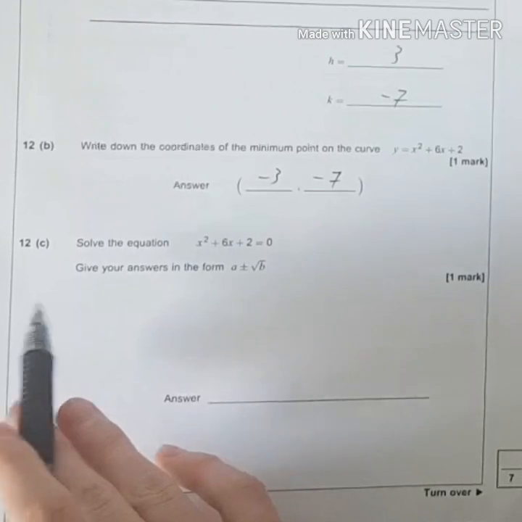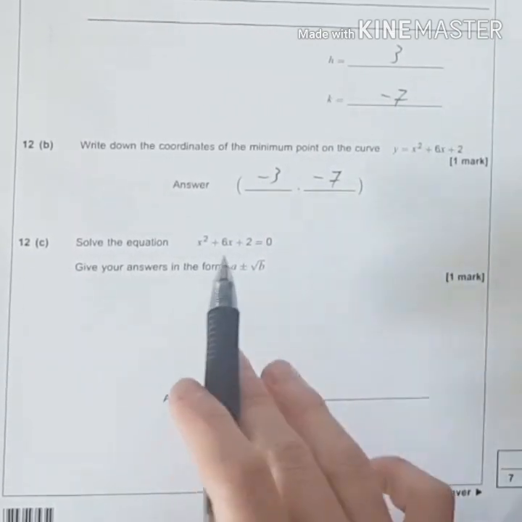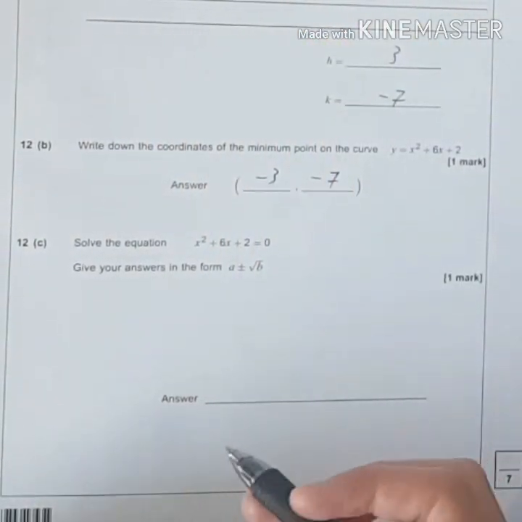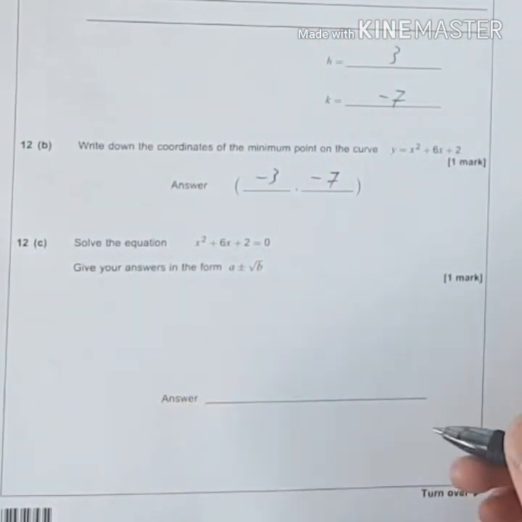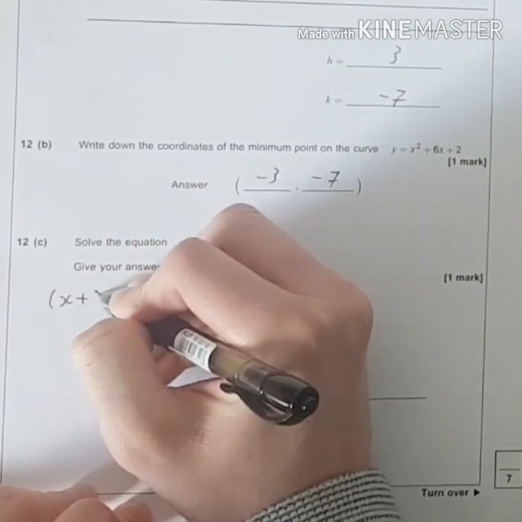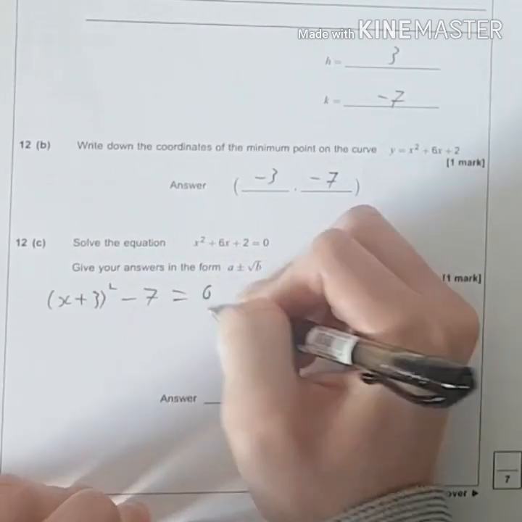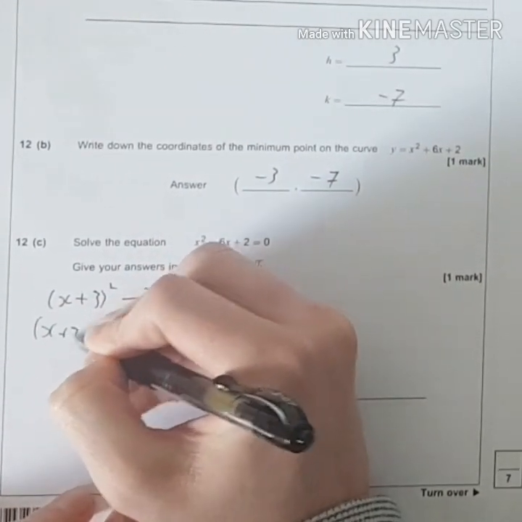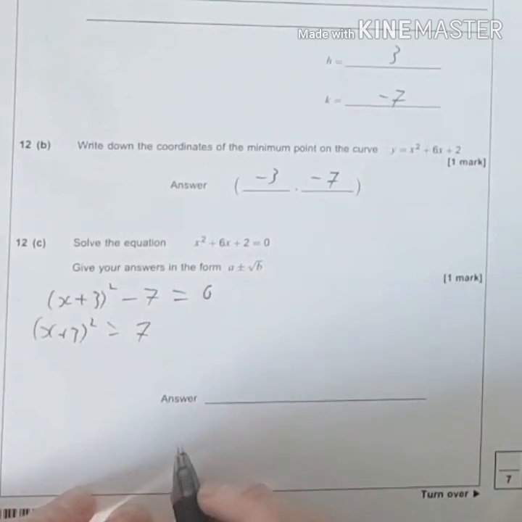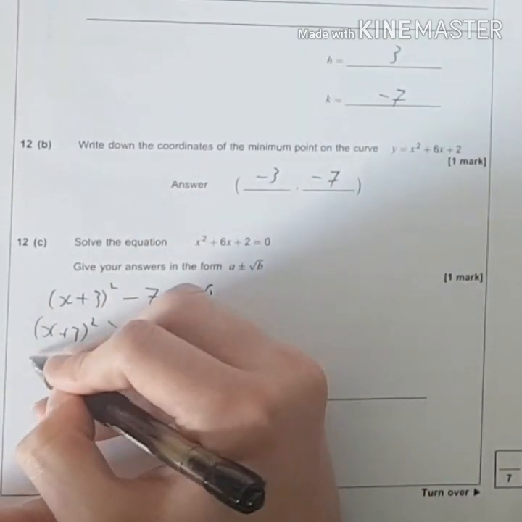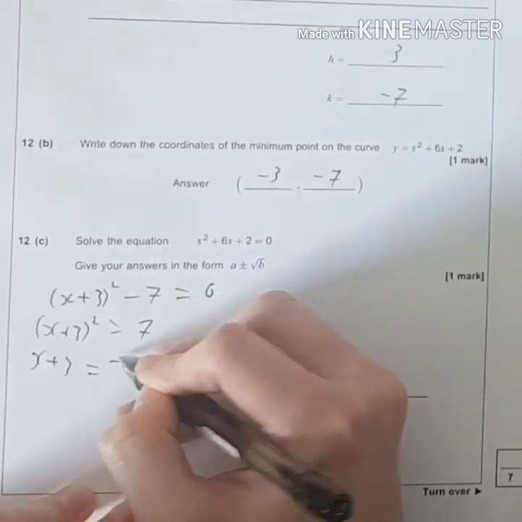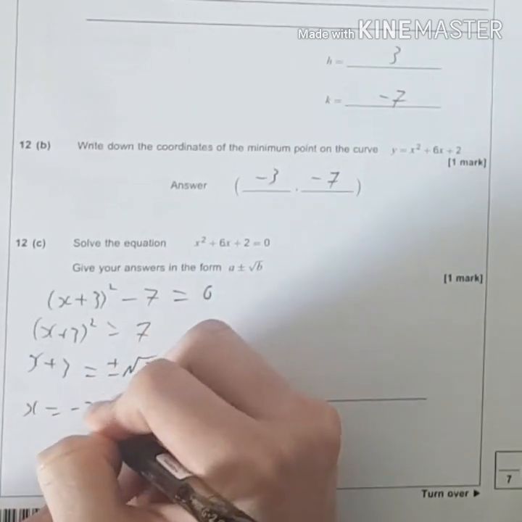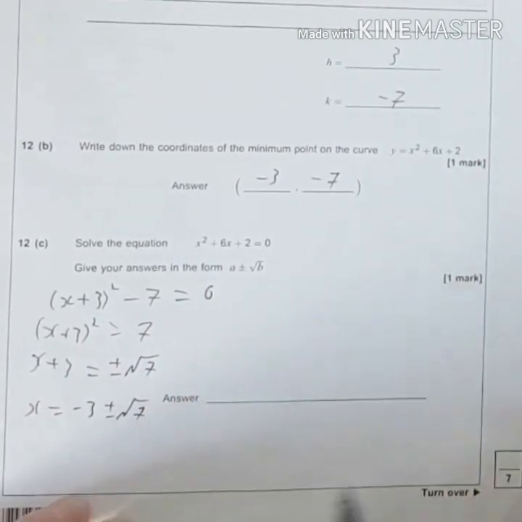Then we have 12c. To solve this equation, we can just write the completed square form as an equation. So we have (x + 3) squared minus 7 equals 0. We can add 7, giving us (x + 3) squared equals 7. We can take the square root, which is x plus 3 equals plus or minus root 7. Then we can subtract 3, giving us x equals minus 3 plus or minus the square root of 7.